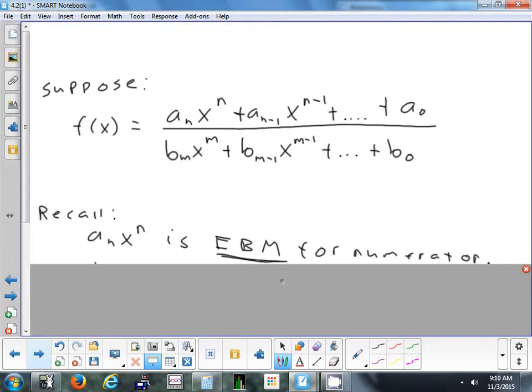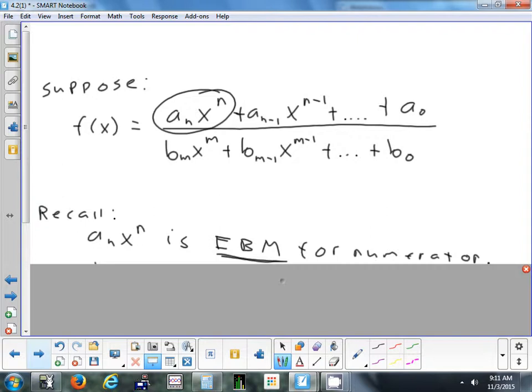All right, so this represents just a general rational function. You could think of it as like 3x squared plus 2x plus 6 in the top, and 5x squared minus 8x plus 7 in the bottom. Just a rational function. Usually we write it in descending order, and we put the constant at the very end. This highest degree term is what we call the EBM.